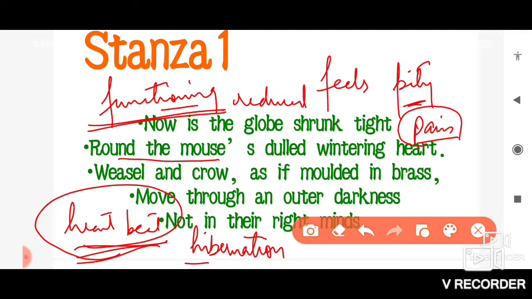And finally, in order to survive, in order to stay alive, what does the mouse do? What does the mouse do so that it can live? It goes into hibernation. It goes into hibernation with its reduced heartbeat.